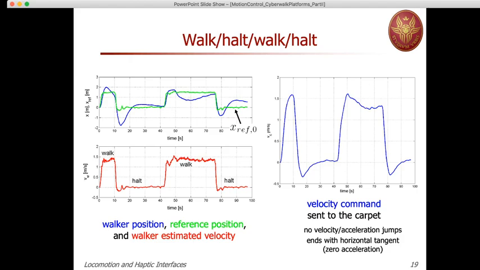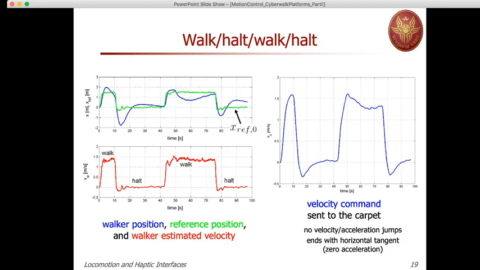And then again, it started walking at approximately a constant speed. So you see that the estimation is really giving back with a reasonable approximation, because of the human in the loop here, the behavior that was instructed to the walker.